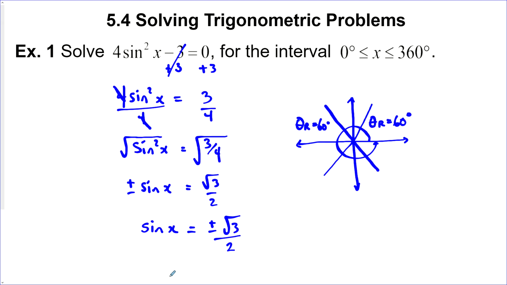So our x is equal to, the first angle here we hit is 60 degrees, same as our reference angle. Then we hit 120, and then 240, and 300. Those are the 4 solutions to this equation.